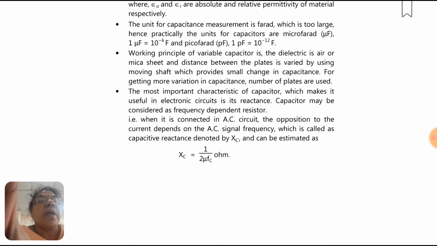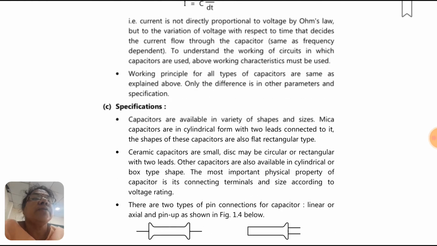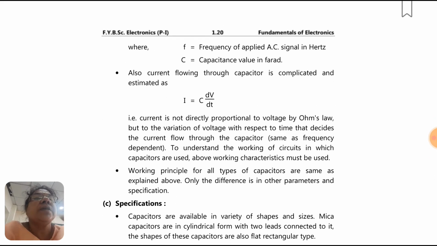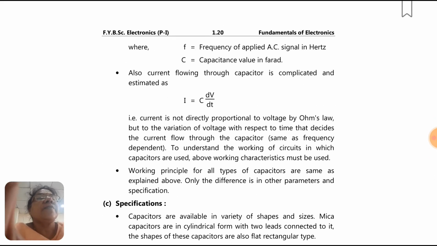Up to capacitive reactance, the formula is Xc is equal to 1 upon 2 pi Fc. So that we have seen. Now we will see what F is. F is the frequency of the applied AC signal in Hertz. C is the capacitance value in farad.